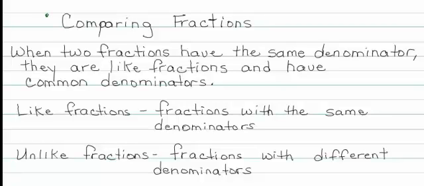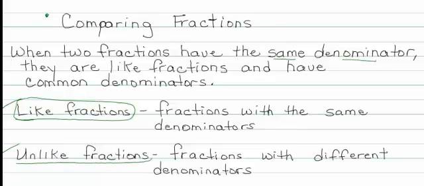Let's go ahead and talk about comparing fractions. When you compare fractions, you want to make sure that the fractions have the same denominator. If you have fractions with the same denominator, they're considered like fractions. Fractions that have different denominators are considered unlike fractions. When you're comparing fractions, you want to make sure that they are like fractions, that they have the same denominators. That way you are comparing the same thing.